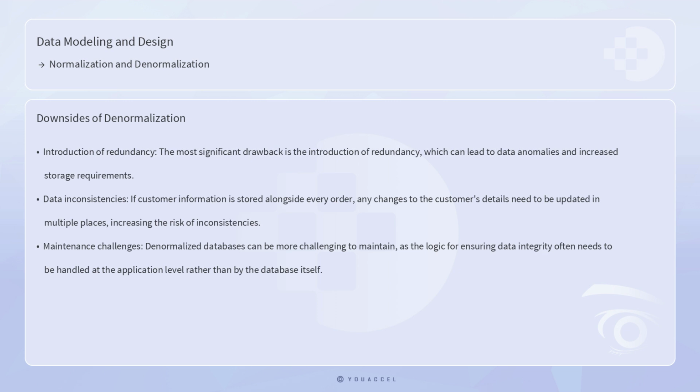However, denormalization also has its downsides. The most significant drawback is the introduction of redundancy, which can lead to data anomalies and increased storage requirements. For instance, if customer information is stored alongside every order, any changes to the customer's details need to be updated in multiple places, increasing the risk of inconsistencies. Additionally, denormalized databases can be more challenging to maintain, as the logic for ensuring data integrity often needs to be handled at the application level rather than by the database itself.